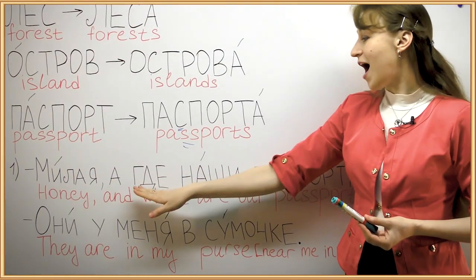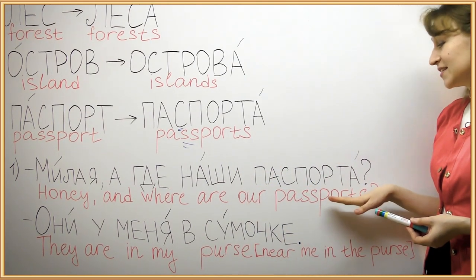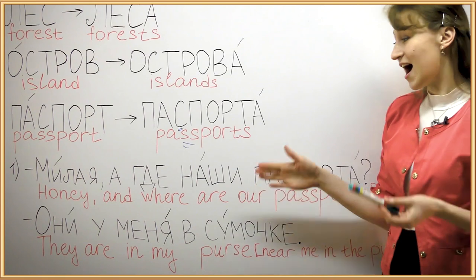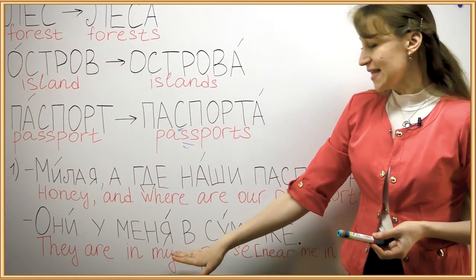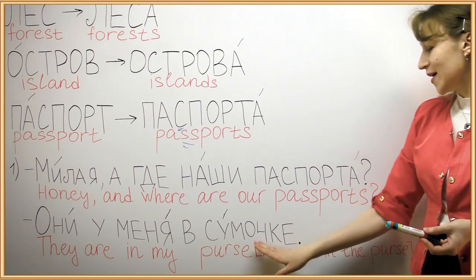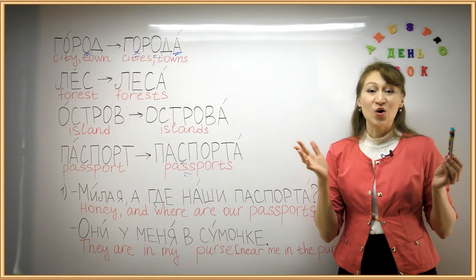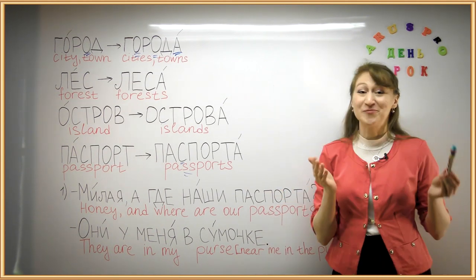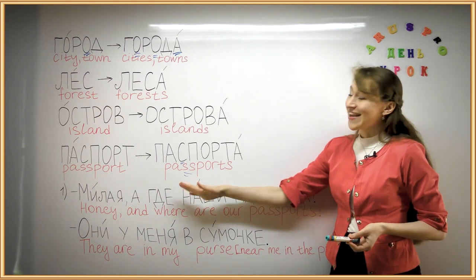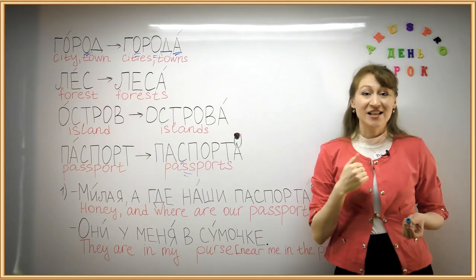Милая, а где наши паспорта? Милая, а где наши паспорта? Они у меня в сумочке. So this is one of the situations when she actually has something useful in her purse, right? Okay, let's look at four more examples of such nouns.